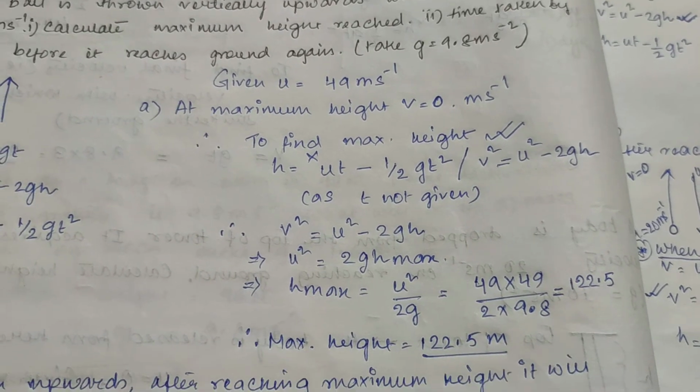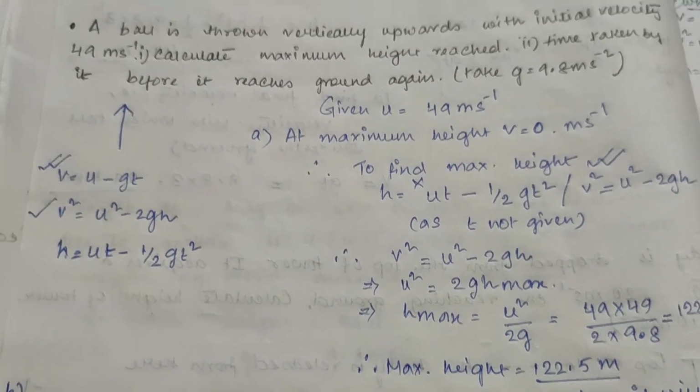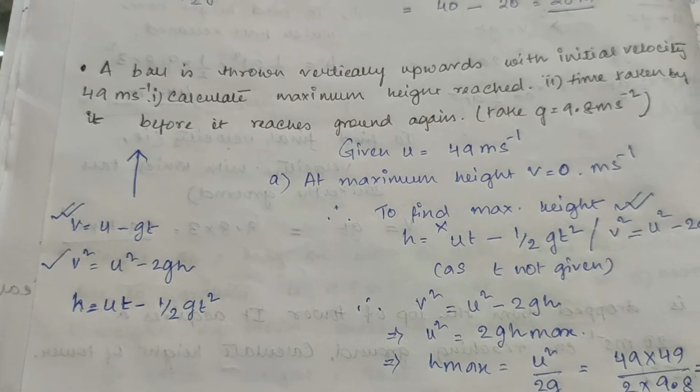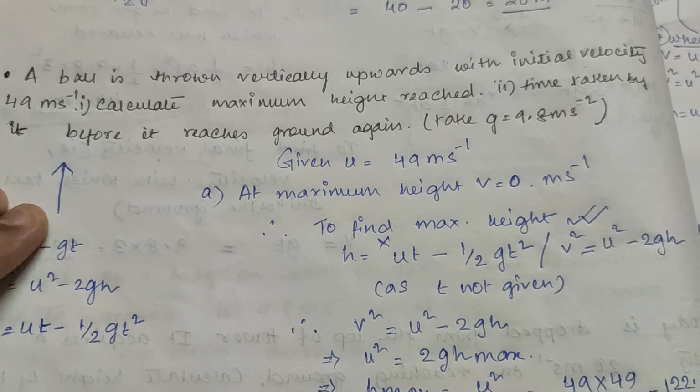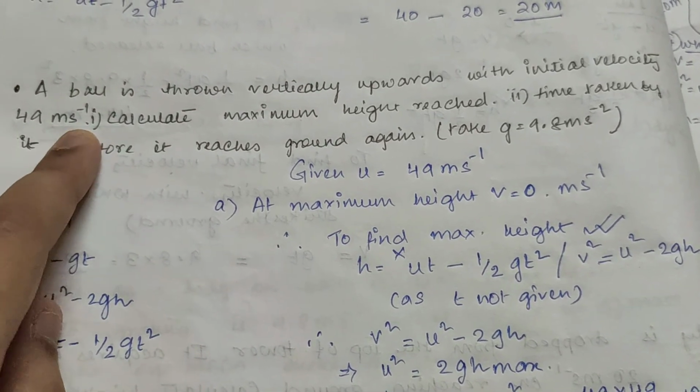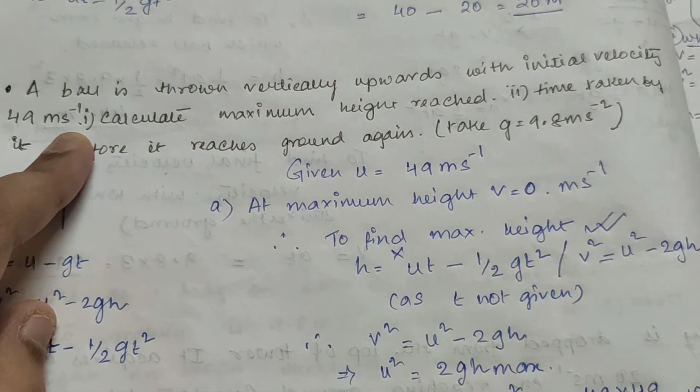Okay? Maximum height. Now, you have to find also the time taken by it before it reaches the ground again. That means the total time of the journey. It goes upward, that means it's thrown upward. Maximum height it reaches, then it falls down again.